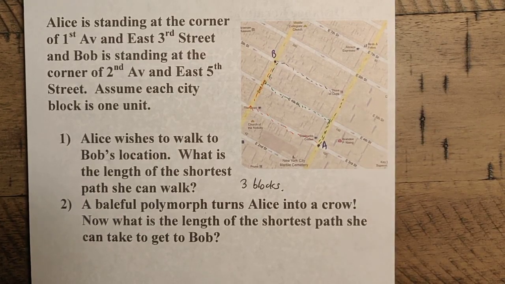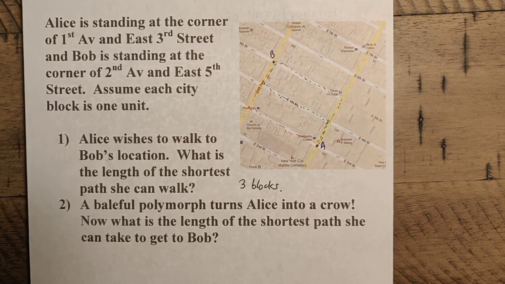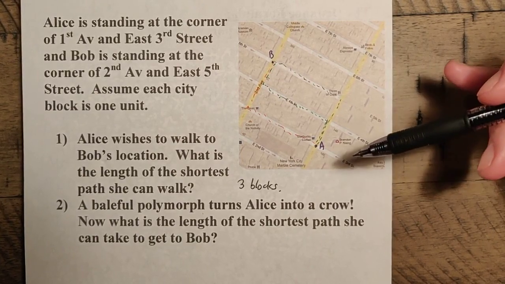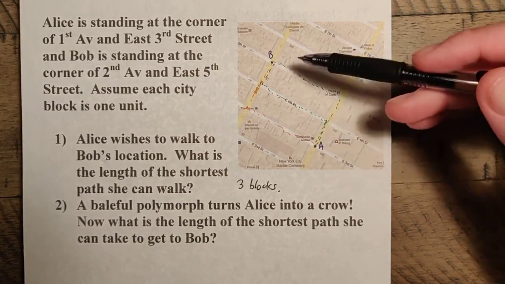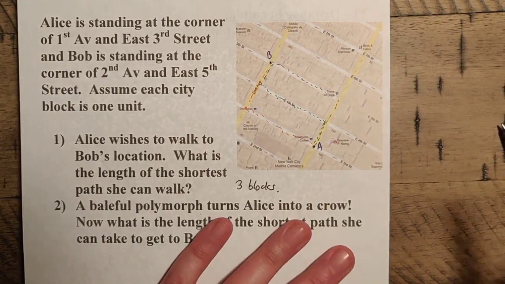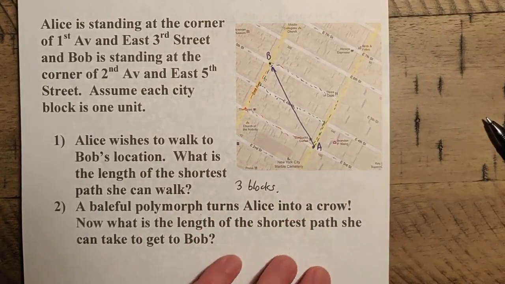Now, in problem 2, a baleful polymorph turns Alice into a crow. Don't you hate it when that happens to you? So in this situation now that she's a crow, she's no longer bound by the restriction of walking along the blocks here. So that means what she can do is just simply take this distance like so. She can now fly directly there.